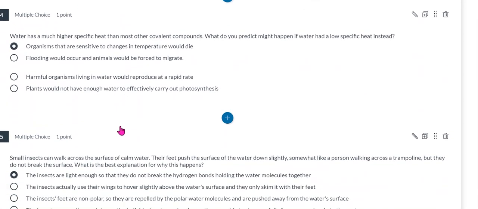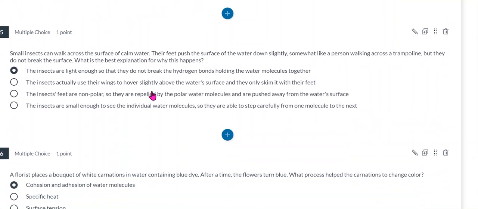Next we're going to talk about some properties of water. Water has a much higher specific heat than most other covalent compounds. What do you predict might happen if water had low specific heat? If water has low specific heat, it will change its temperature quickly. So what happens if the temperature changes quickly? The organism would definitely die because it cannot handle that quick change in temperature.